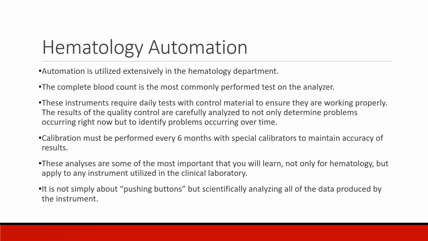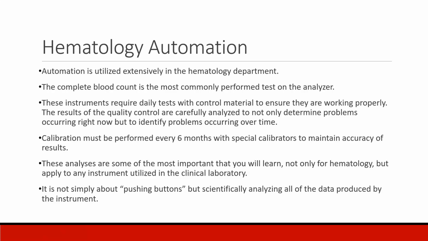The results of the quality control are carefully analyzed to not only determine problems occurring right now, but to identify problems occurring over time. So let's say that we have this result, and today it's 50, and then tomorrow it's 45, and the next day it's 40, and the next day it's 35. Even though those fall within the ranges of normal for that control, there's something going on because every day that value is lower. So we are analysts. We are provided with a lot of data, and as an MLT, every day you use critical thinking skills to analyze and determine accuracy of this data.